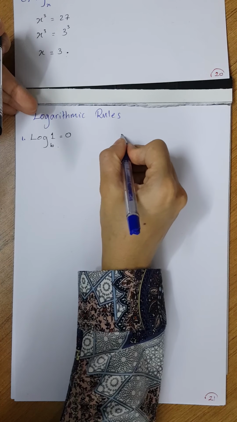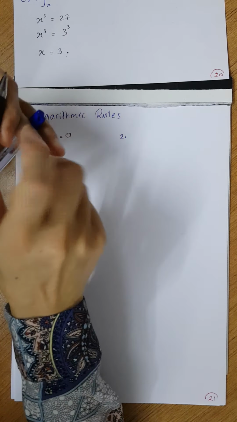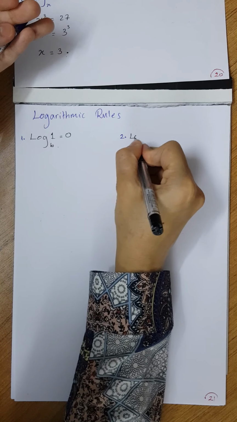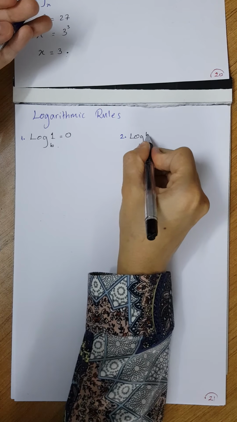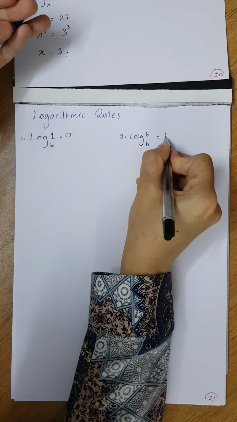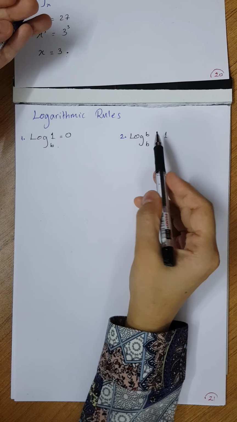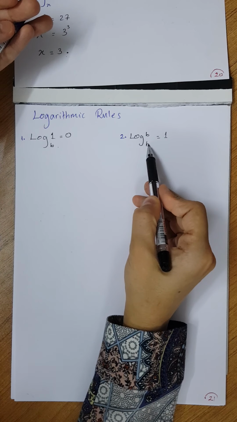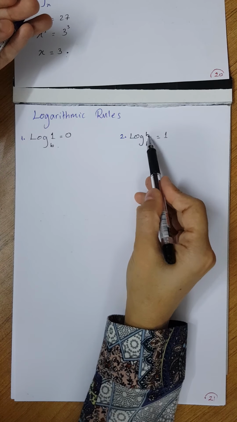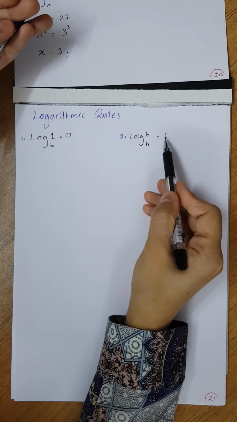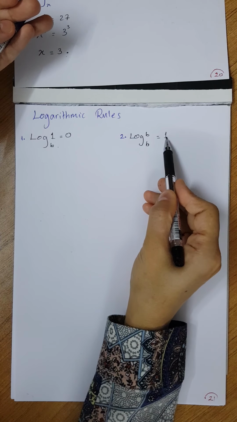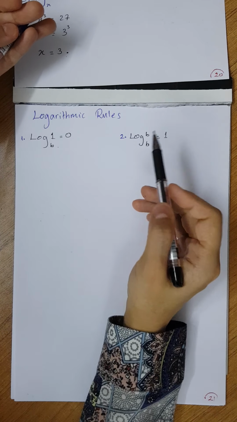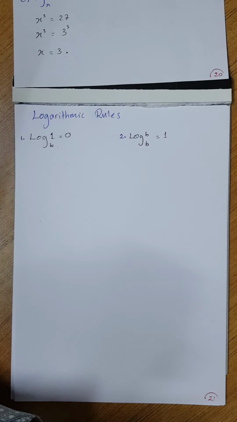The second rule is that logarithm of b with the base of b is equal to 1. Again, that b has conditions. It must be greater than 0 and not equal to 1. Whenever that number and that number are equal to each other, the result is equal to 1. But of course, I must consider the conditions on the base b.